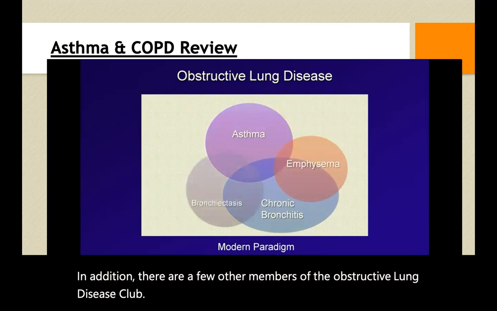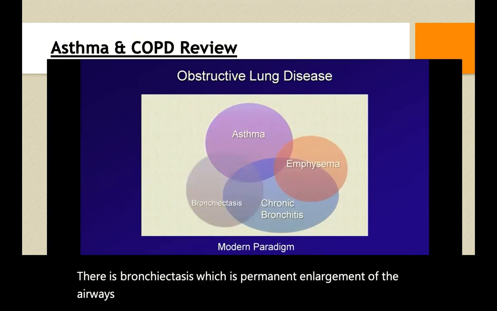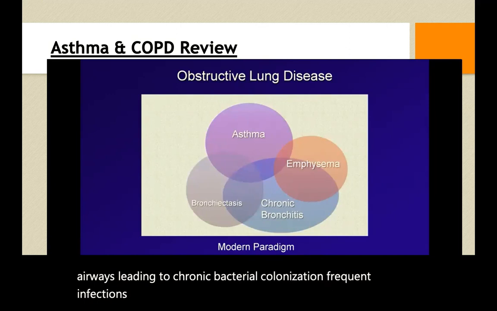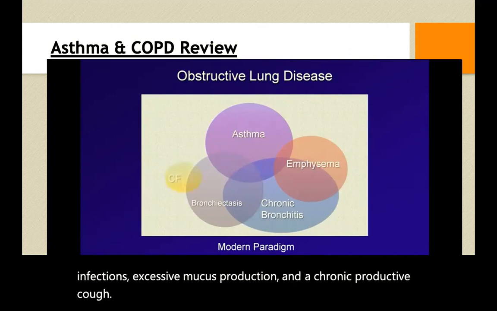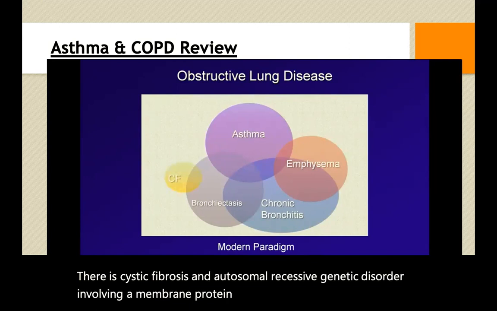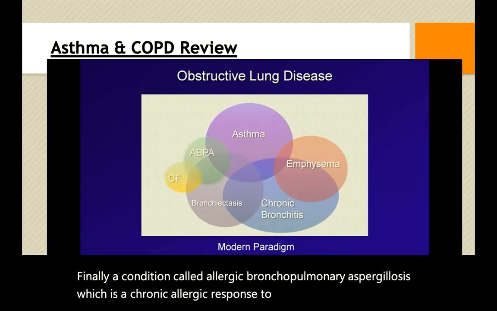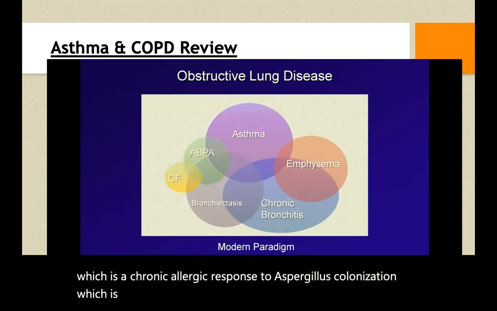There is bronchiectasis, which is permanent enlargement of the airways leading to chronic bacterial colonization, frequent infections, excessive mucus production, and a chronic productive cough. There is cystic fibrosis, an autosomal recessive genetic disorder involving a membrane protein that acts as a chloride ion channel. Finally, a condition called allergic bronchopulmonary aspergillosis, which is a chronic allergic response to aspergillus colonization, which is most frequently seen in asthmatics.